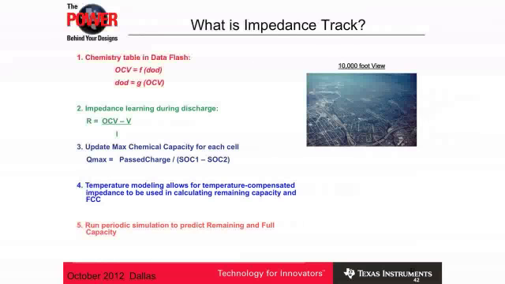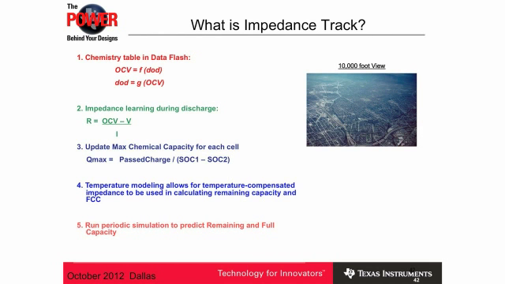So here's the 10,000 foot view of impedance track. Five things. First of all, we have a chemistry table in DataFlash, where the open circuit voltage is a function of the depth of discharge. And this is a beautiful thing about lithium, and I guess all chemistries, that this stays constant over the life of the cells. And of course, it's very useful to be able to use the reverse of that, to look up a DOD based upon a voltage too.